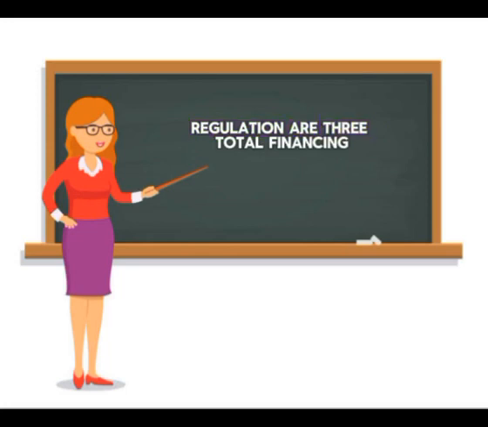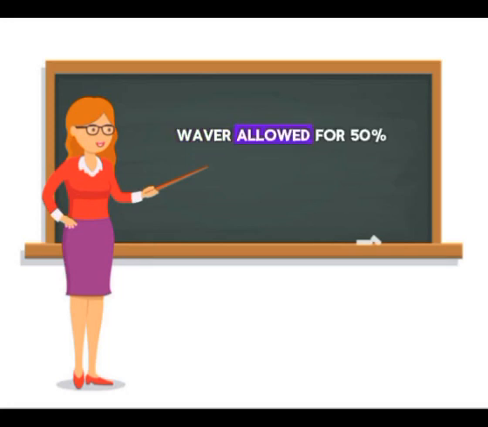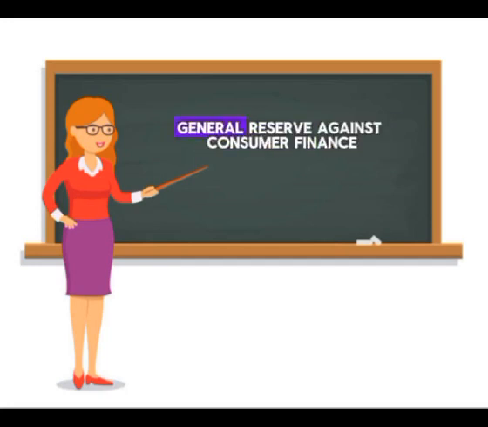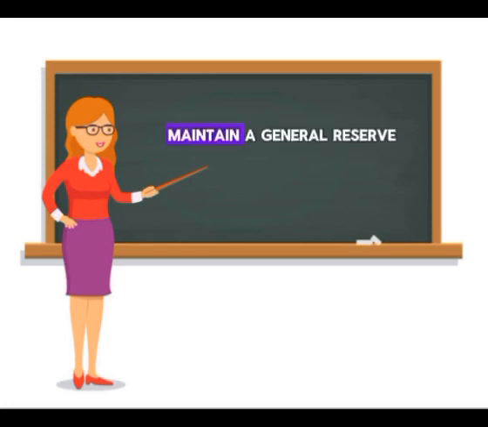Regulation R3. Total financing facilities to be commensurate with the income. Total monthly amortization payments should not exceed 50% of the net disposable income of the borrower. Spouse's income may be considered with consent and specified conditions. Waiver allowed for 50% debt burden in secured cases with 30% margin or below. Affordability tests and feasibility reports for tiered markup rates in certain cases. Regulation R4. General reserve against consumer finance. Maintain a general reserve based on percentages of secured and unsecured consumer finance portfolio.